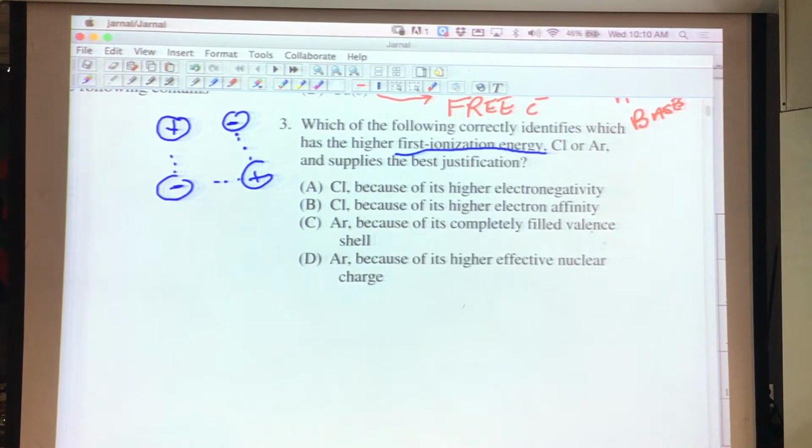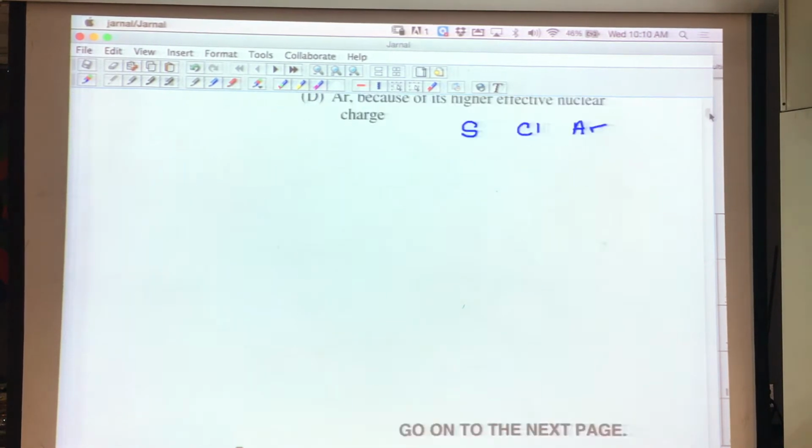So you've got chlorine versus argon. Now chlorine and argon are in the same period, period 3. So we have sulfur, chlorine, and argon in the same third row in the periodic table. On the periodic table, they're in the same row. N equals 3, which indexes size. But as we go across the periodic table, let's see that up close and personal.